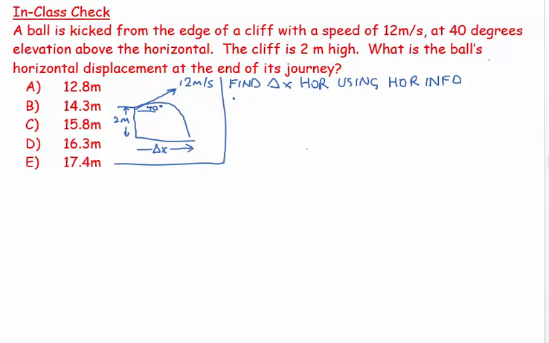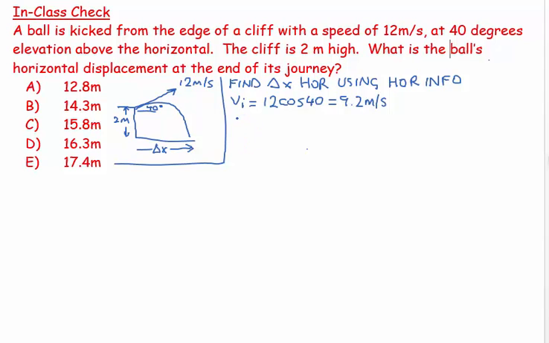And the first piece of information I have is that my initial velocity, way back here at the start once the ball has left the foot, the horizontal initial velocity is going to be 12 cosine 40. We're using a component, and 12 cosine 40 is going to be 9.2 meters per second. It's positive because it's going to the right.